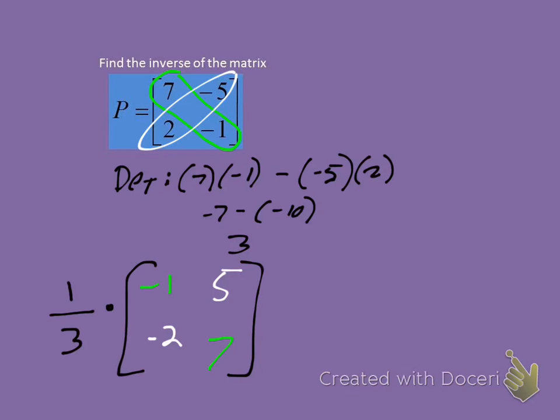Same thing: if these are both positive, make them both negative. If these are both negative, make them both positive. Doesn't matter. One of each, do one of each. Okay? Last step.